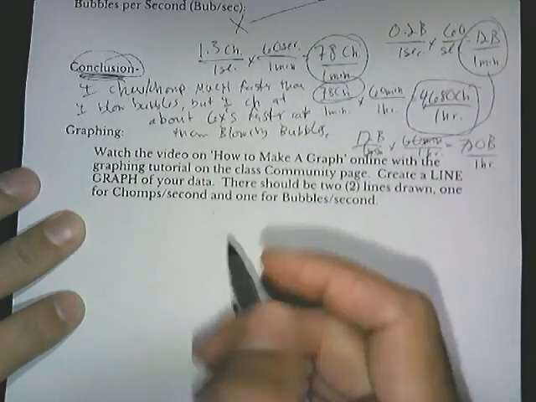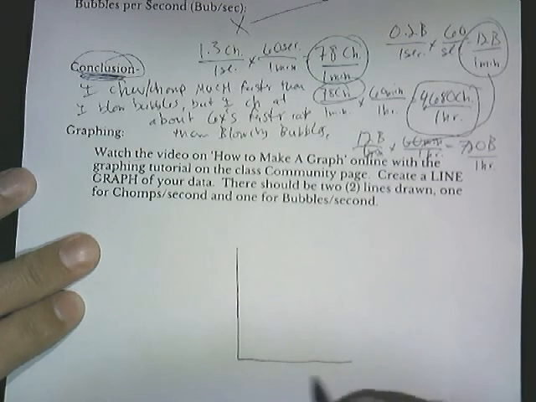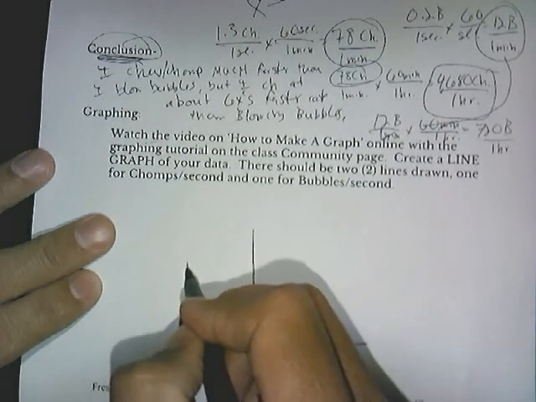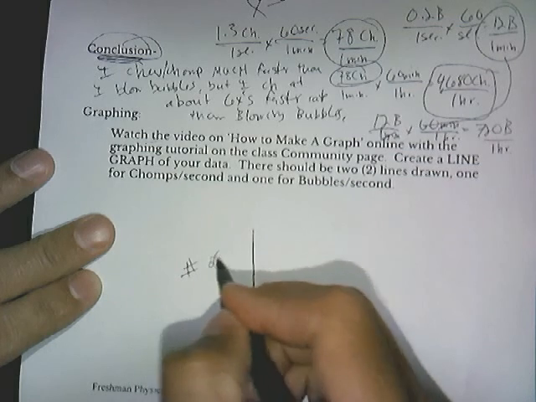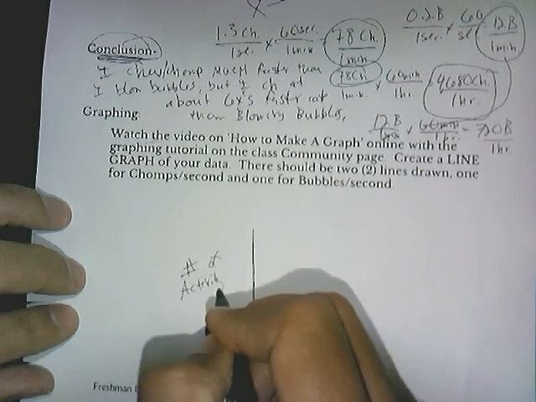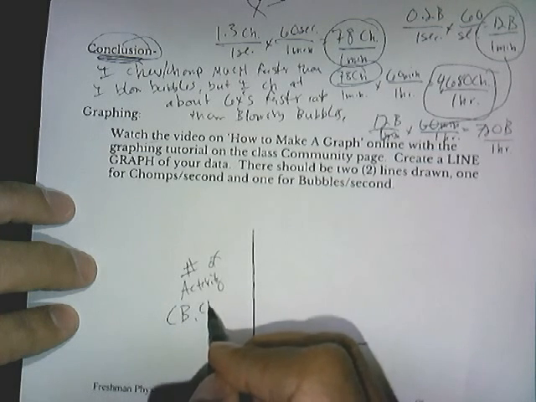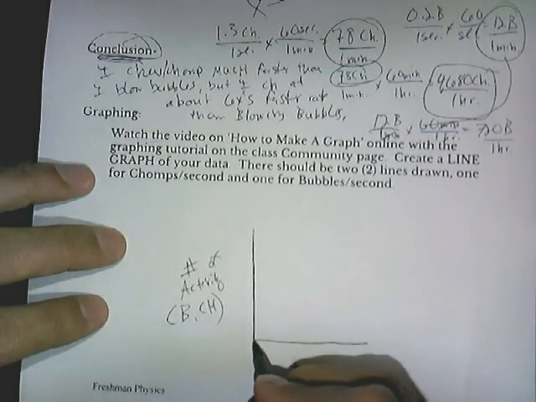So one of the first things I do that I would recommend you do is draw your x and y axes and label them. This time is going to be in seconds, and this here is going to be the number of, let's just say the number of the activity, right? Because we've got both bubbles and chomps. So that said, here's 0.